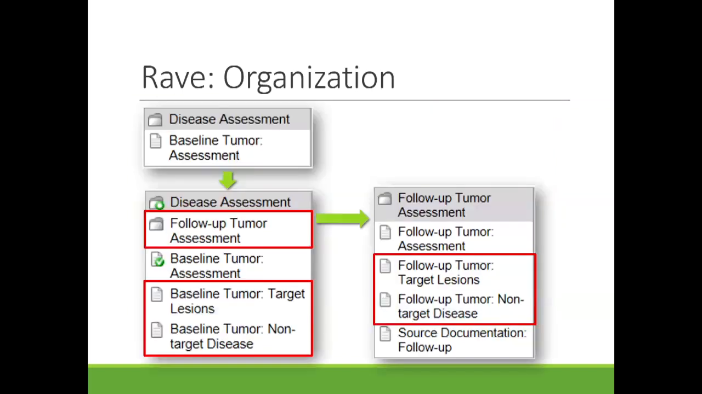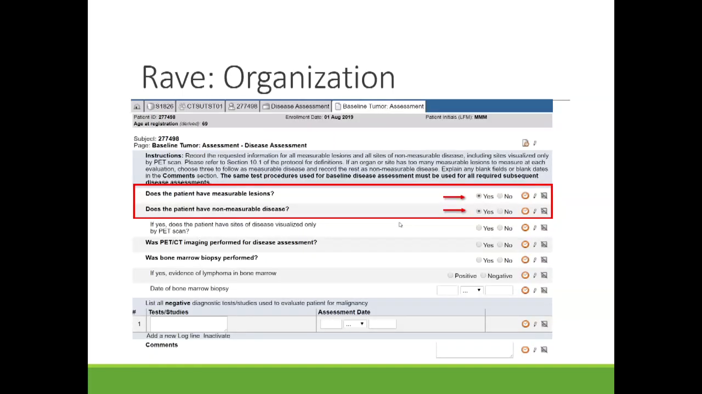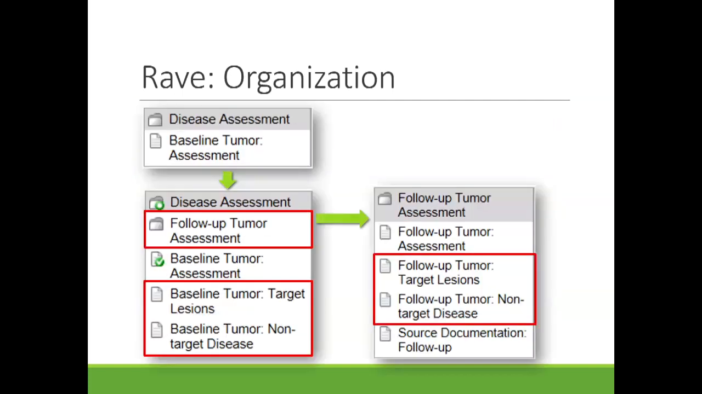As you can see here, since we have answered yes to both questions, on the left are the new baseline forms that have been added to capture that the patient has both target and non-target lesions. And we also have a new follow-up folder that also contains target and non-target disease forms, highlighted to your right. So if you have only selected yes in the previous page for target lesions, then you will only get the baseline tumor target lesions form and the follow-up target lesions form.